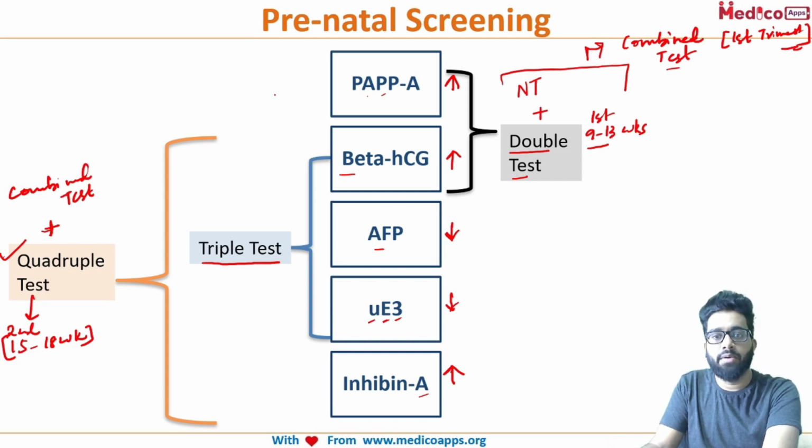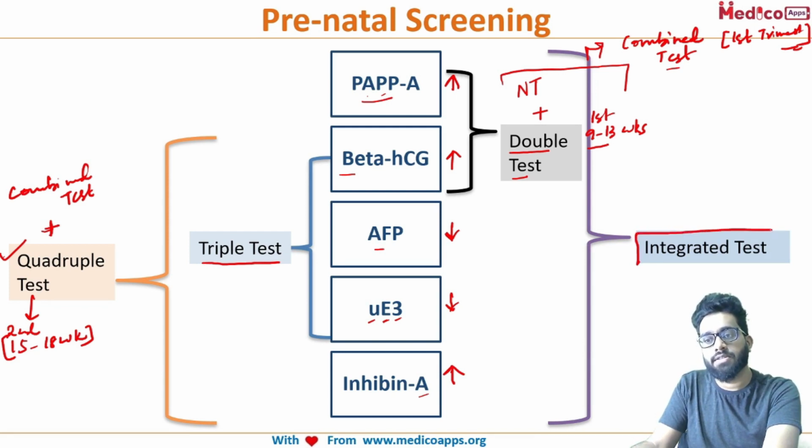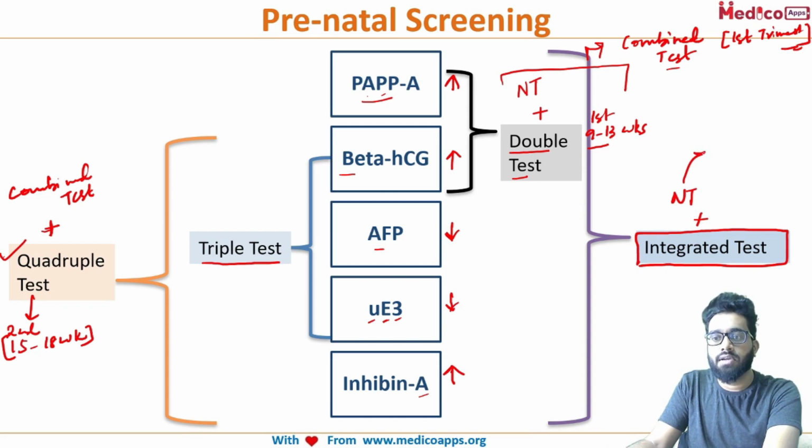Okay, when combined with PAPP-A, this becomes your integrated test. So when the quadruple test and PAPP-A are included, this is called the integrated serum test. So you're doing all 5 markers. And this plus nuchal translucency is called the fully integrated test.